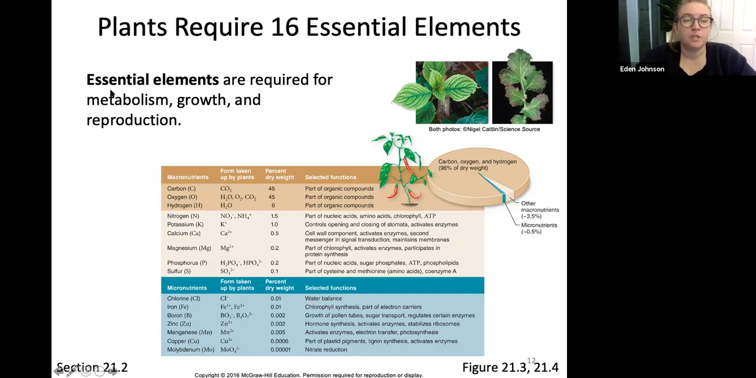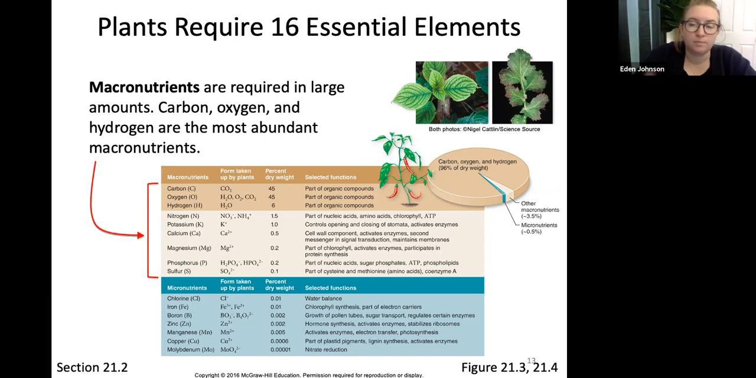So guys, your essential elements are required for metabolism, growth, and reproduction. What's pretty amazing is that you have these macronutrients and then these micronutrients down here. And if you zapped all of the water out of this plant, just so that you had the dry weight of the plant, you can look here, okay? Carbon, oxygen, and hydrogen make up 96% of the dry weight of a plant. This is huge.